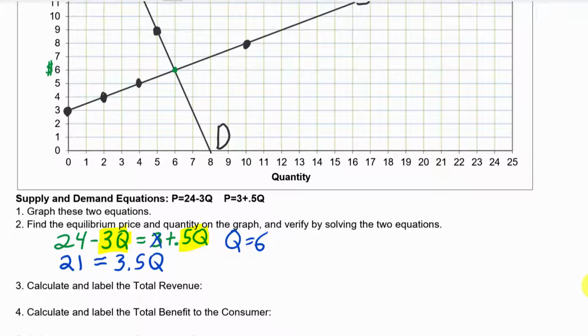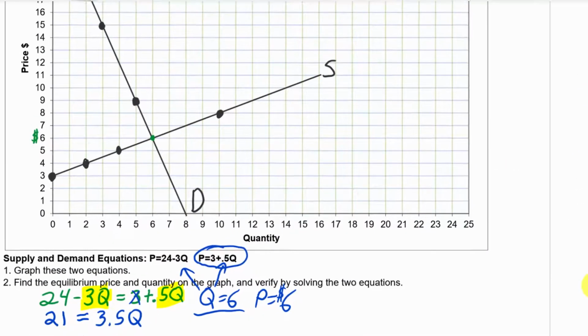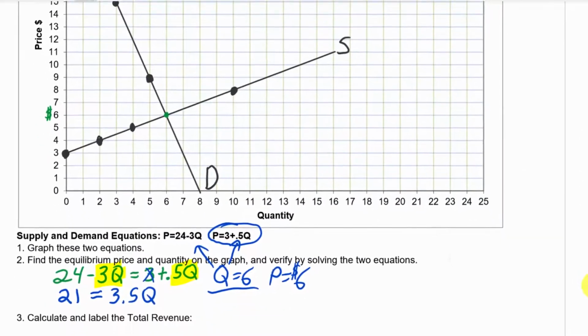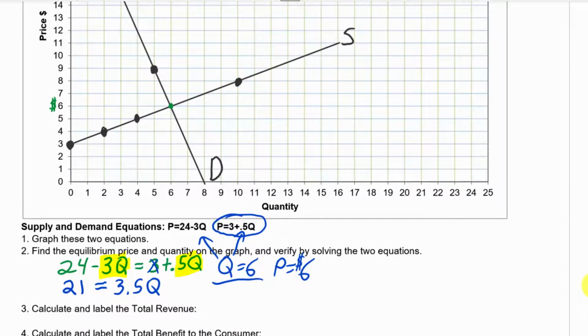And to do this, we can plug that Q equals 6 into either one of these original equations, whichever one seems easier. I think this one, the supply curve, seems a little easier. 3 plus a half of 6 is 6. So let's calculate and label on this graph the total revenue.